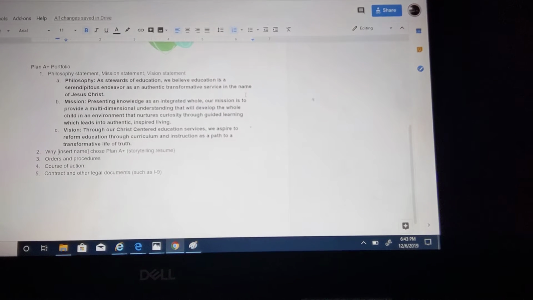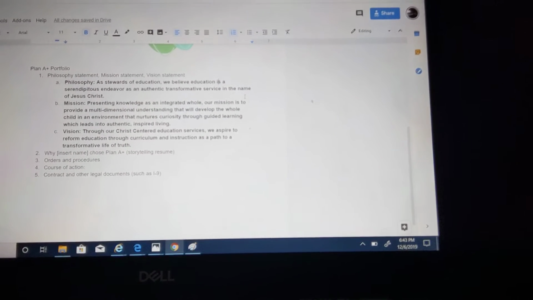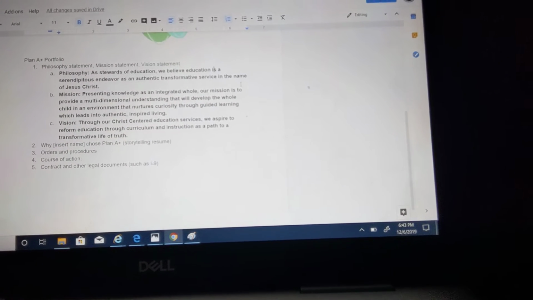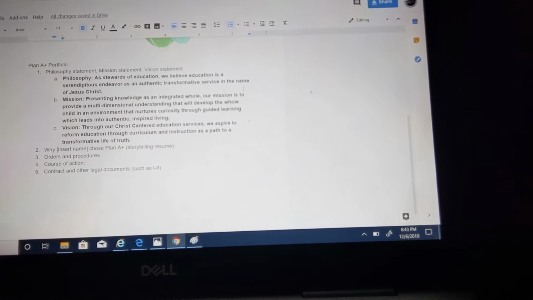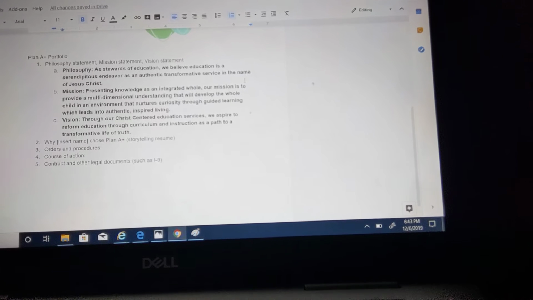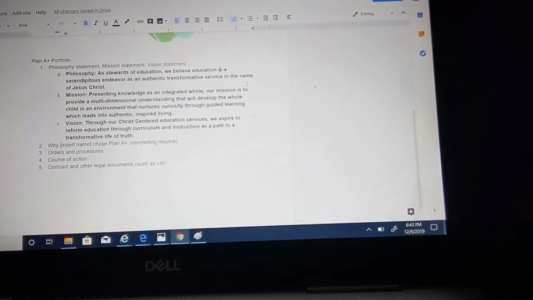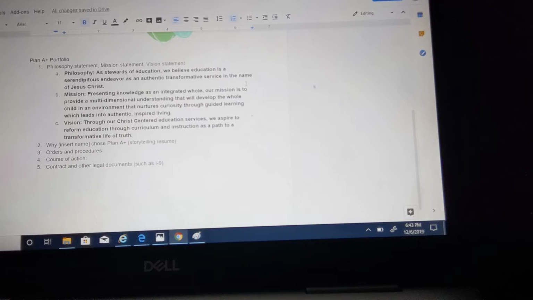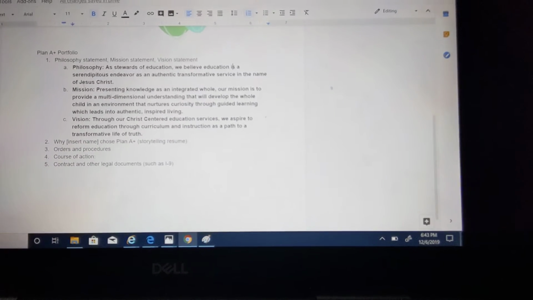So, presenting knowledge as an integrated whole, our mission is to provide a multidimensional understanding that will develop the whole child in an environment that nurtures curiosity through guided learning, which leads into authentic, inspired living. I think I want to put God-inspired living. I don't know if that's too religious. Oh gosh, I'm going to be turning so many non-believers away unless they just like my voice. I'm just kidding.